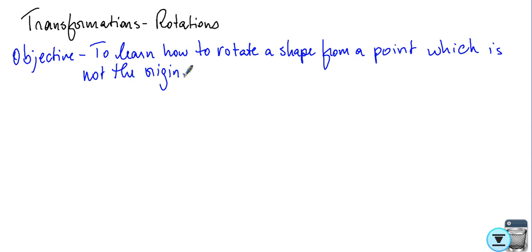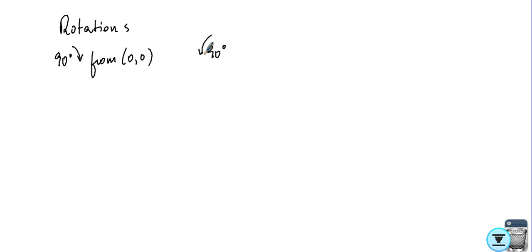So let me start by recapitulating a little bit what we've done in our last lesson, because it's important. We're going to use it also in this lesson. In our last lesson, we've done rotations, and we said that we had three types of rotations. The first one was 90 degrees clockwise from the origin. The second one was 90 degrees anti-clockwise from the origin. And the third one was 180 degrees from the origin.